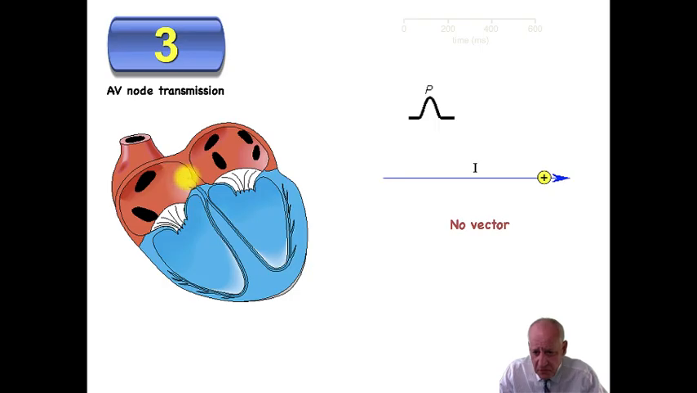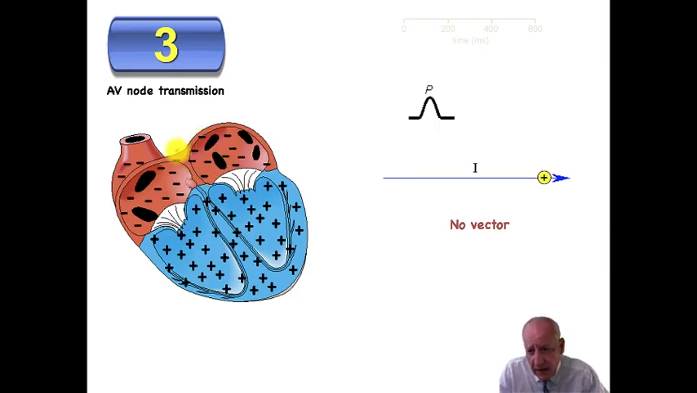As excitation traverses the AV node, it is delayed momentarily. And although the atria are uniformly depolarized with a negative surface, and the ventricles are still uniformly polarized with a positive surface, there is no vector because the atria and the ventricles are electrically insulated by the fibrous skeleton. So the P wave returns to isoelectric.